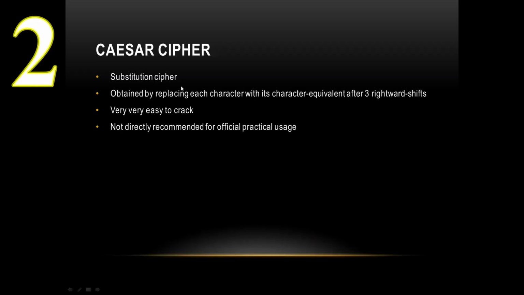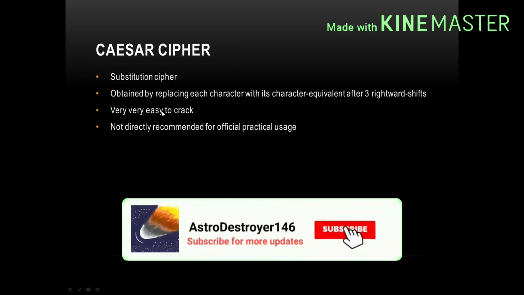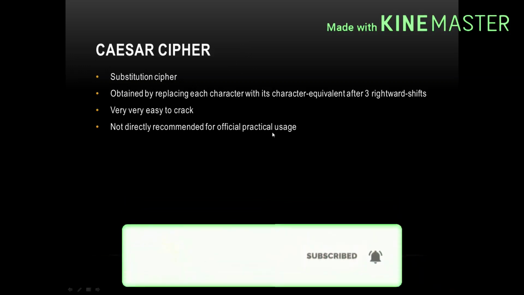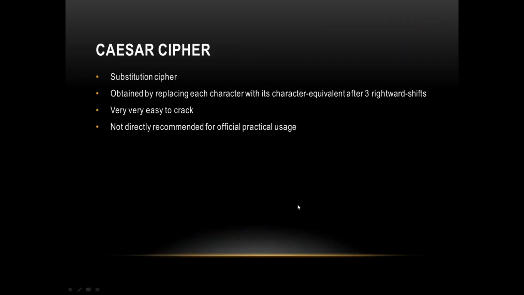And moving forward, we come to Caesar cipher. Actually, I had already made one video about Caesar cipher. So if you want to have a detailed analysis and discussion about Caesar cipher and want to know more about it, then you can refer to the I option on the top of this screen. It is basically a substitution cipher, and it was obtained by replacing each character with its character equivalent after 3 rightward shifts, and it is very easy to crack and not directly recommended for official practical usage.